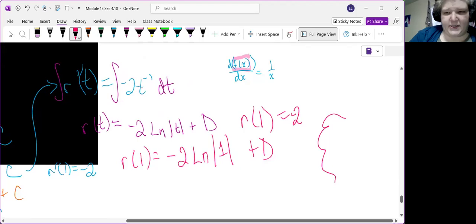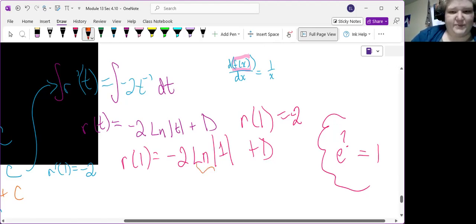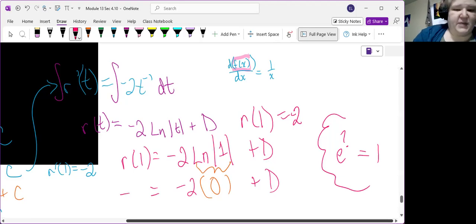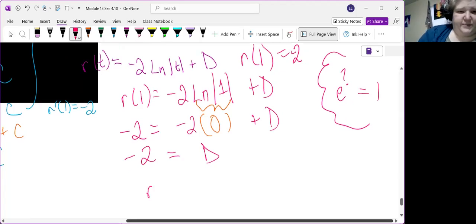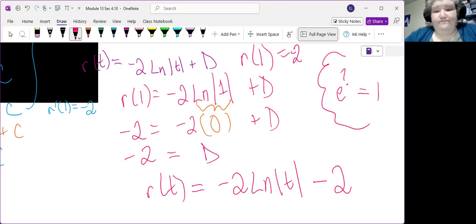So let me kind of sidebar the thought process. The power that takes any number, and when I have that as the power, I get one, that's the zero power. So the natural log of one here is zero. Times negative two is going to be zero plus d equals, and then r of one was defined to be negative two. So now we can see that d is in fact negative two. So our final function here is negative two times the natural log of the absolute value of t minus two. There it is.